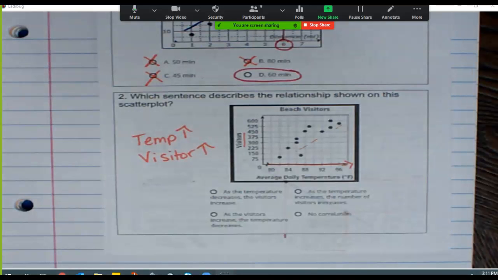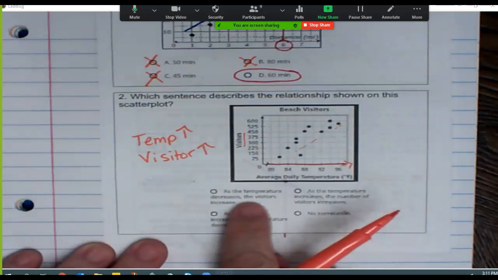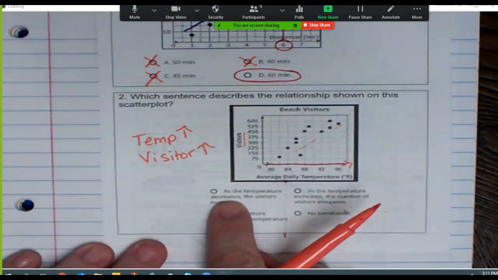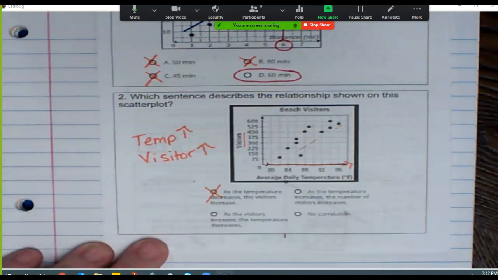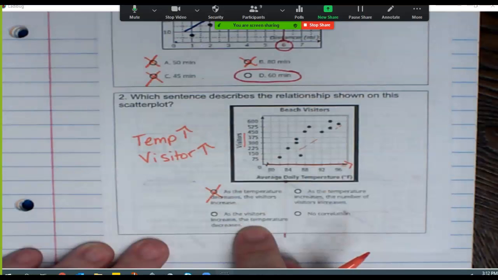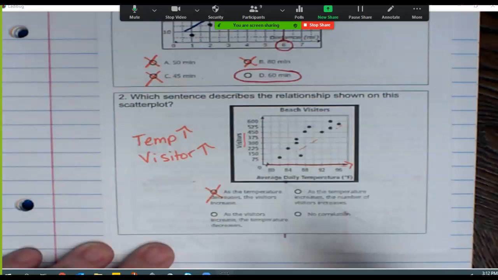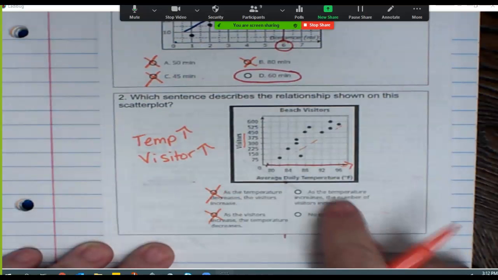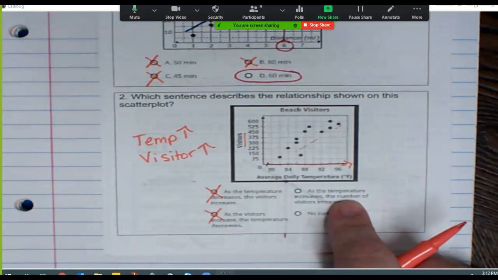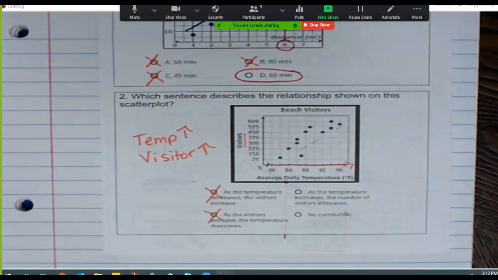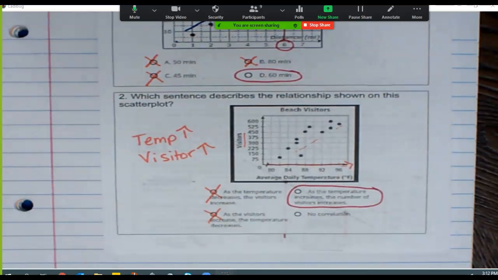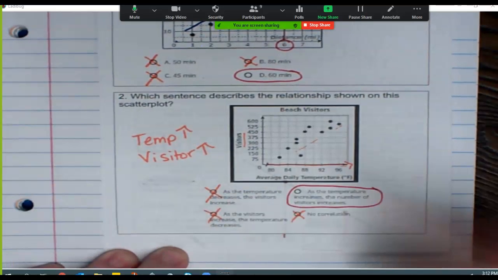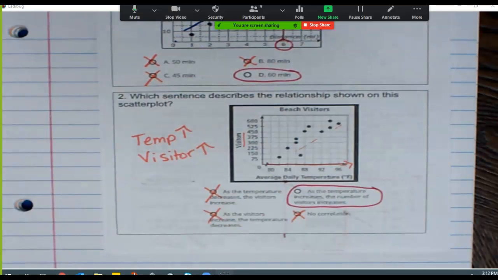Okay, let's look. Answer choice A, as the temperature decreases, the visitors increase. Is that true? Nope. What about this one down here below? As the visitors increase, the temperatures decrease. Nope. As the temperature increases, the number of visitors increase. Yes, that would be my true statement. And of course, the last one, no correlation. Well, that's obviously not true because I see a positive correlation.